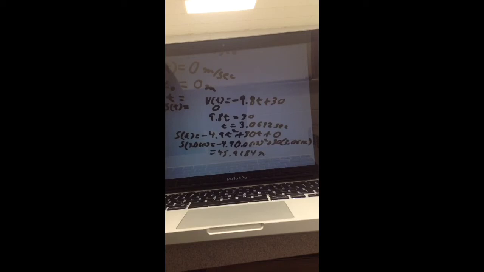What's the second part of this question asked? All right, how long is it in the air? Be careful. What does the 3.0612 seconds represent? That's the maximum height, right? Yeah, you got to double it. It goes up, but it's not just going to hover there.